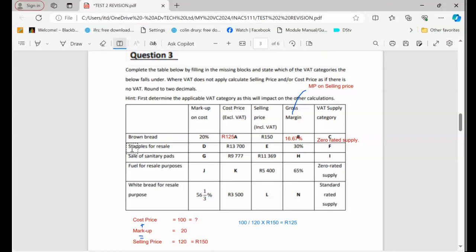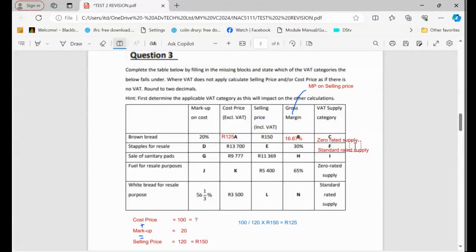row number 2. So as you can see here, we've got D, but remember they advised us to always start with what? With the VAT supply, because that will make sure that it gives us how to calculate this particular amount. So if you check the stables for sale, the stables are standard rated. So you just have to come here and write standard rated. In other words, they are VATable items. So we write standard rated.